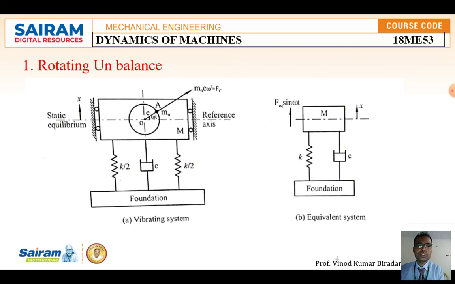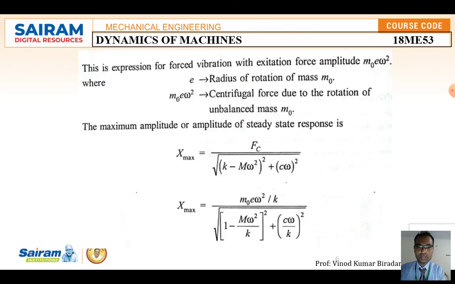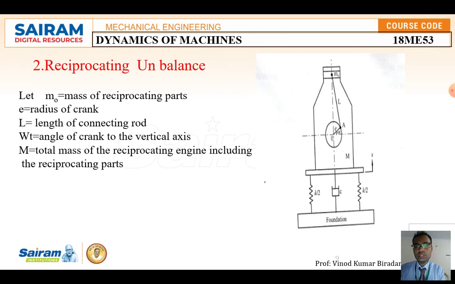F naught sin omega t is the harmonic force present while rotating the component. According to Newton's second law, the inertia force is equal to the external force, which you write here in the vertical direction. Then you simplify it again and you get this equation. So this is about the rotating unbalance.